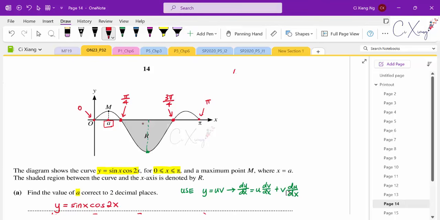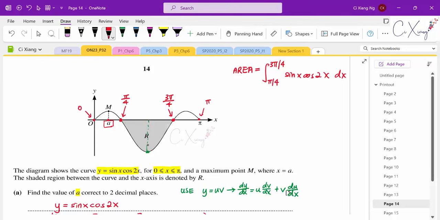Now I want to set up the integration formula for the area. So how to get the area? You need to integrate from the lower limit, which is pi over 4, until the upper limit, which is 3 pi over 4, the expression sine x cos 2x dx.